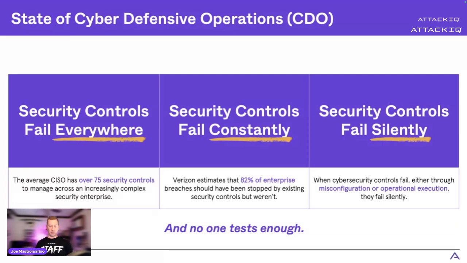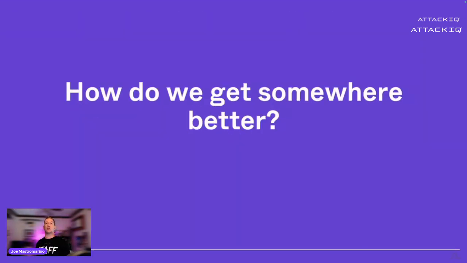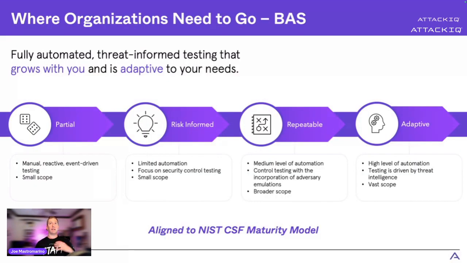Now, how do we get to somewhere better? Because I've stated the problem here. There's a lot of things that can happen, and we're just not testing enough across our control base. So how do we get to somewhere better here? And this is something that we've thought about a lot because we've been doing this for quite some time. We've been doing this for about a decade of breach and attack simulation. And a lot of this is where organizations need to go.